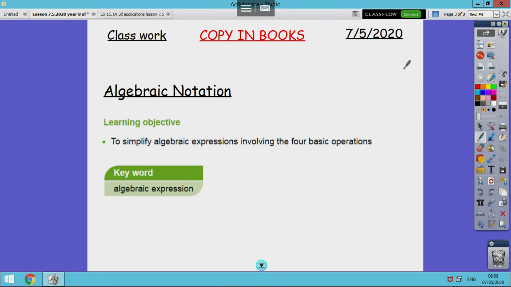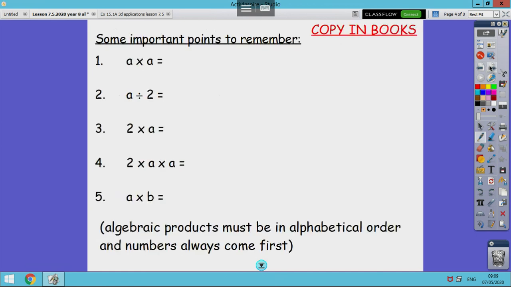Now, algebra is all to do with letters and numbers combined. So what we're going to do today is learn how to simplify an algebraic expression when it's being multiplied together. So if I go to the next slide, I'll do some really important things that you need to know.